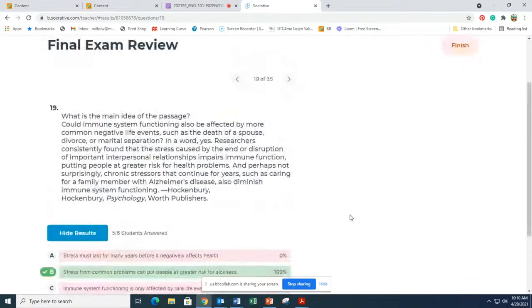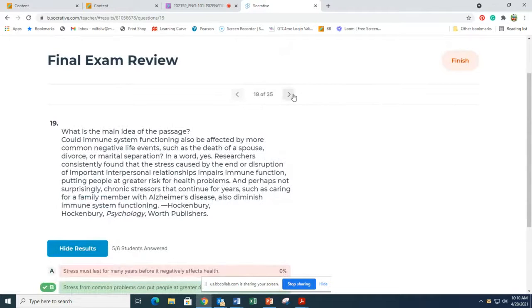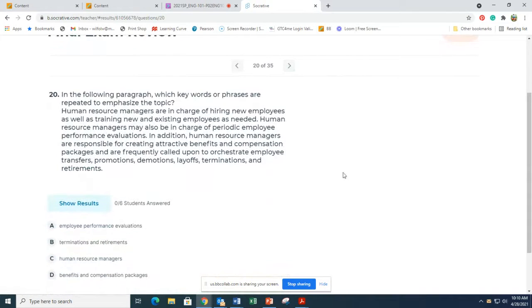Yeah, good job. Try not to get too stressed because it can make you sick. Stress kills. In the following paragraph, which keywords or phrases are repeated to emphasize the topic? Okay, which keywords or phrases are repeated to emphasize the topic?